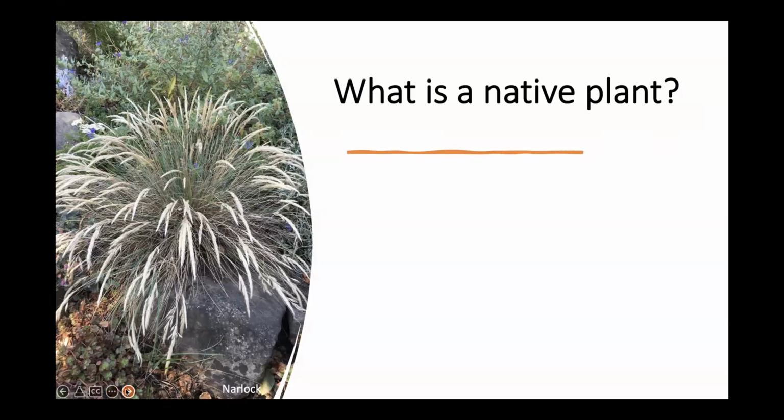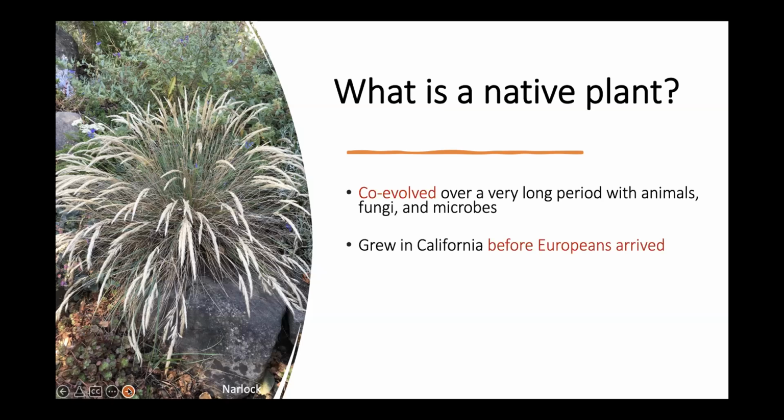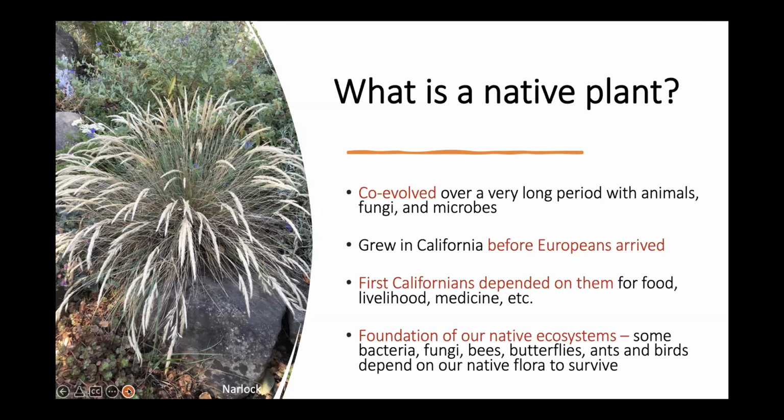Well, it turns out native plants have some things in common. They've co-evolved over a very long period of time with animals, fungi, microbes. And this is not just for a couple of decades. These are plants that have been around for hundreds and sometimes thousands of years. They grew in California before our European ancestors arrived. And the very first Californians depended on them for food, for livelihood, for medicine, shelter, everything. That really was what they relied on.